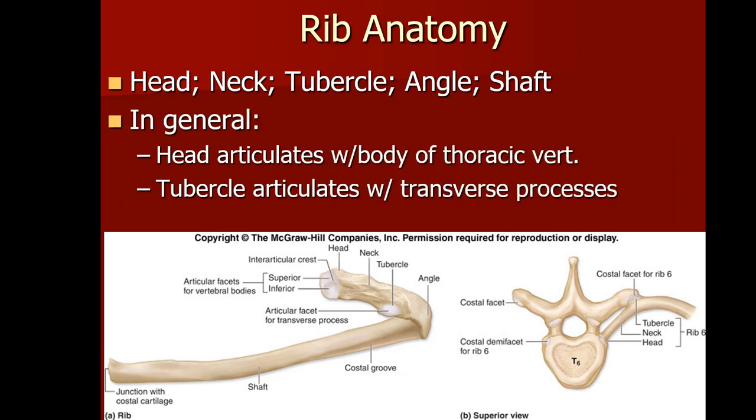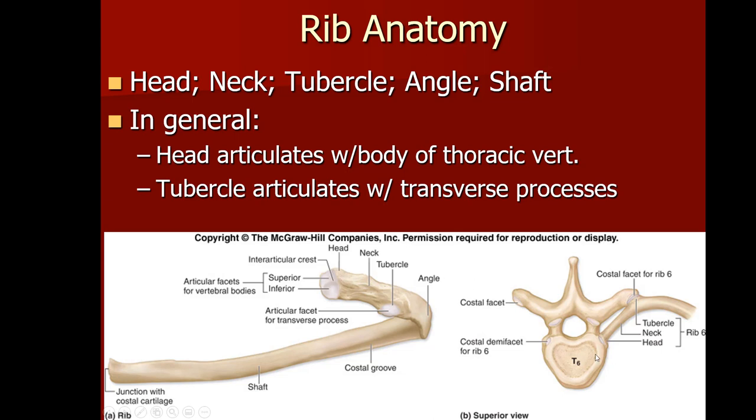And lastly, if we just look at the anatomy of a rib, so we have the head. This is the part that would meet with the body of the vertebra. Neck is right behind that, kind of in a constricted region. Tubercle is like a little bump. And then the angle is where it turns. And then the shaft is the main part that goes around to the sternum.